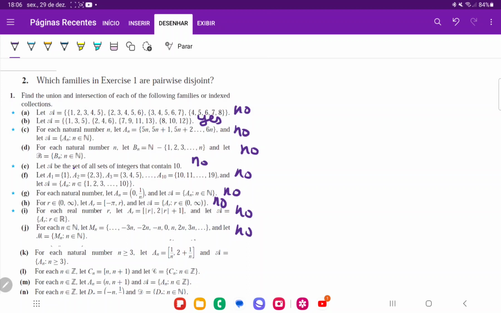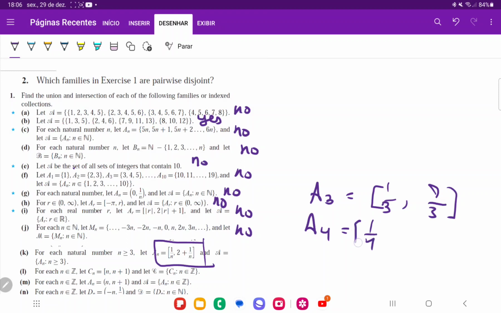What about item K? We're saying that for each natural number, it follows this rule here, and it begins at n greater than or equal to 3. So A3, we're going to begin at 1/3 and then end at 2 plus 1/3, which is 7/3. And then A4, we're going to begin at 1/4 and then end at 9/4. And we can see that they are not pairwise disjoint because, for example, the number 1 is going to be right in the middle here, as is the number 1 over there. So they definitely do have stuff in common. So that is also a no.